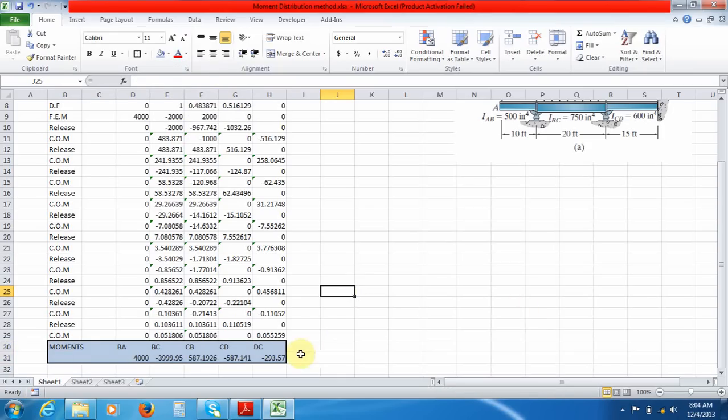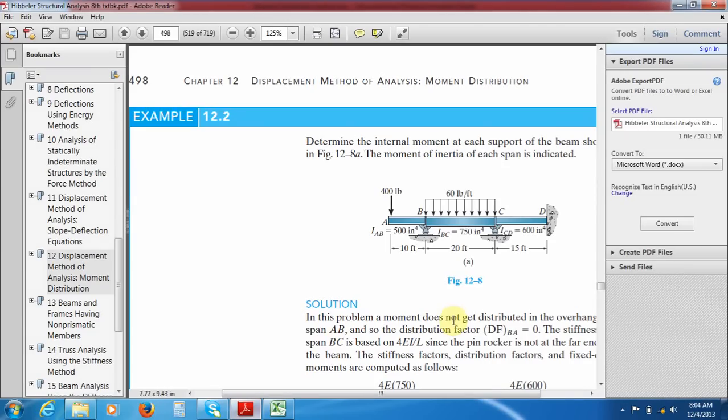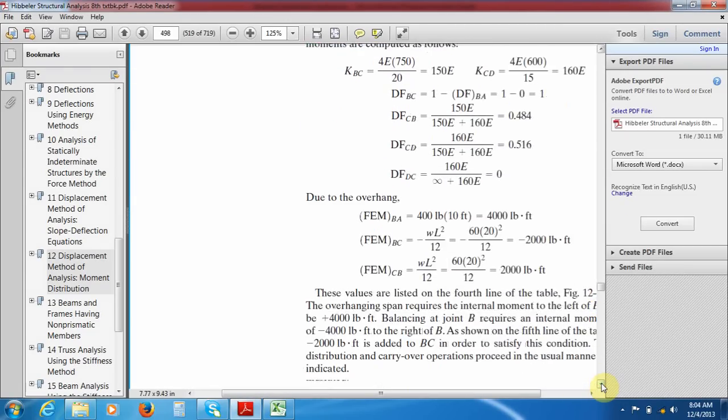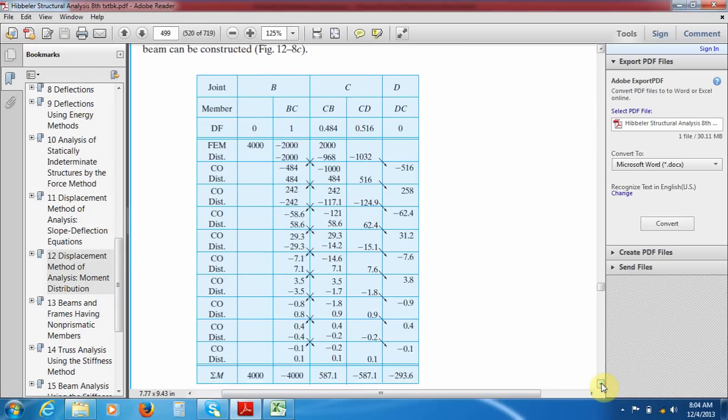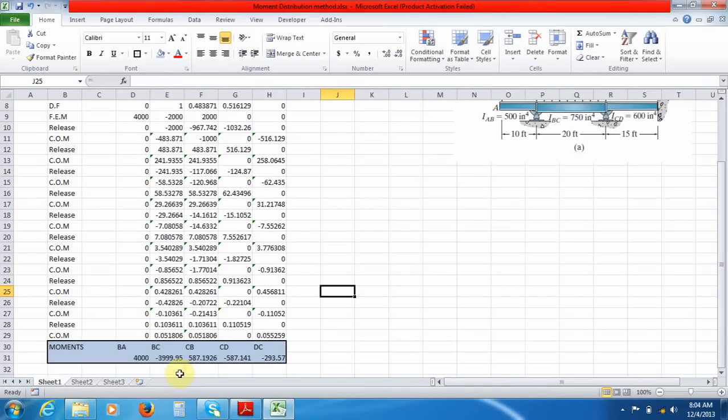Now we'll check our results with the results of the example in the book. So example, coming down. Okay, these are the results: 4000, minus 4000, 587, minus 587, and 293. Our results are 4000, minus 4000, 587, minus 587, and minus 293.